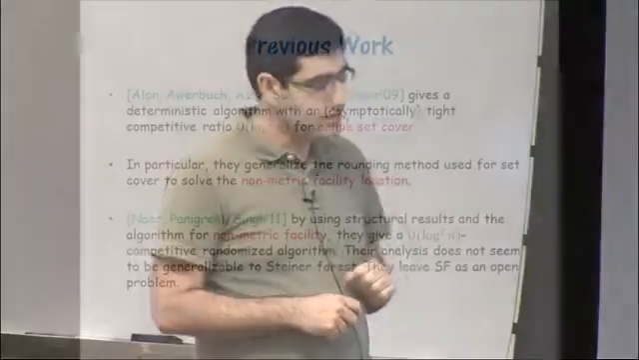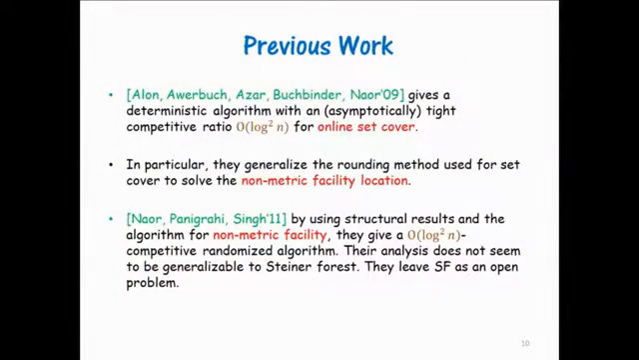So these were the bad news. Let's see what has been the good news before. The first good news is that online set cover can actually admit almost a tight upper bound of log squared. And this is due to Alon, Awerbuch, Azar, Buchbinder, and Naor. This whole framework can also be generalized to many other problems. For example, non-metric facility location, which we will get to later.